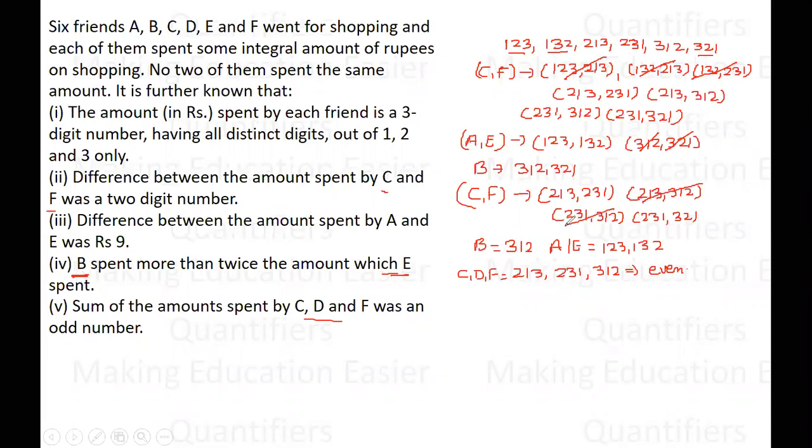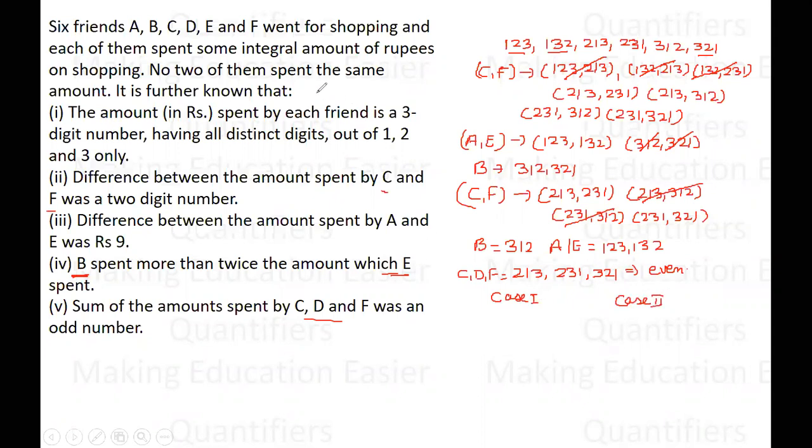This case is gone. So the only possibilities left for C and F are either they are spending 213 and 231, or they are spending 231 and 321, right? That means 213, 231 and 321. These are the amounts left for C, D and F. Now let us see what can happen. There could be two cases now, case 1 and case 2.